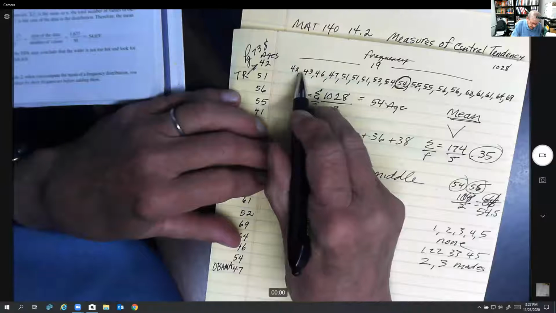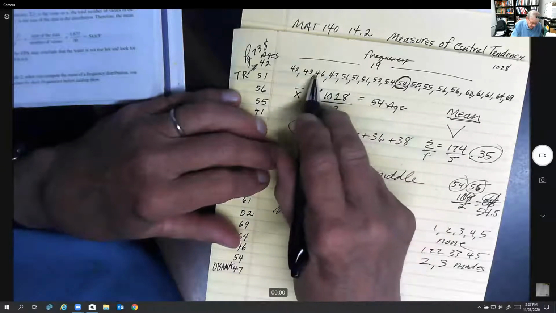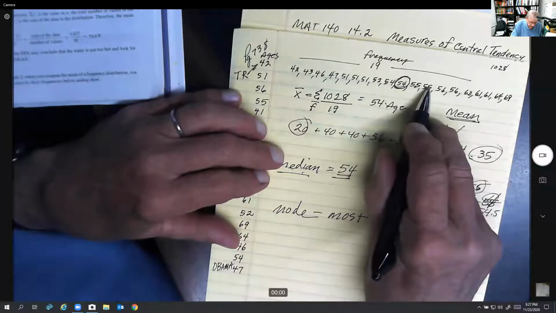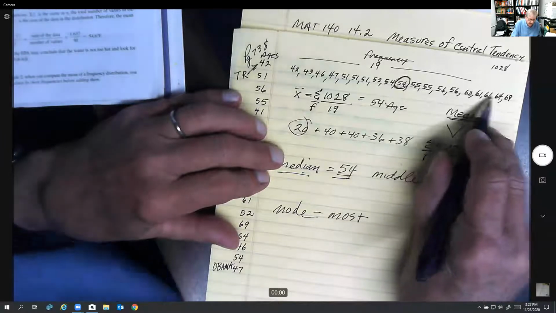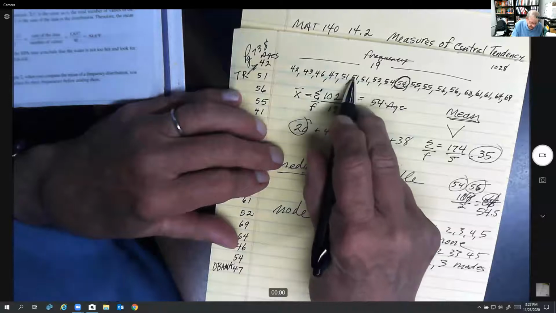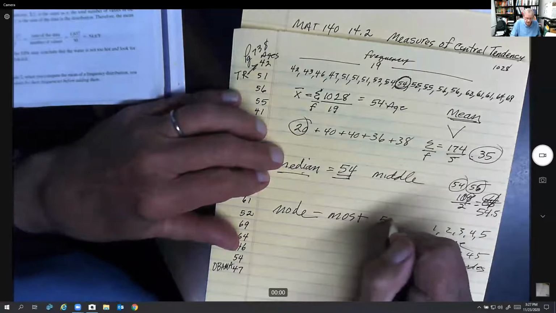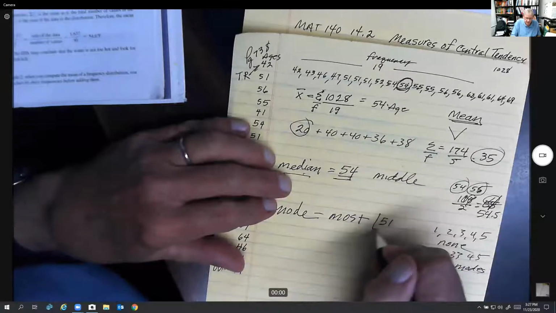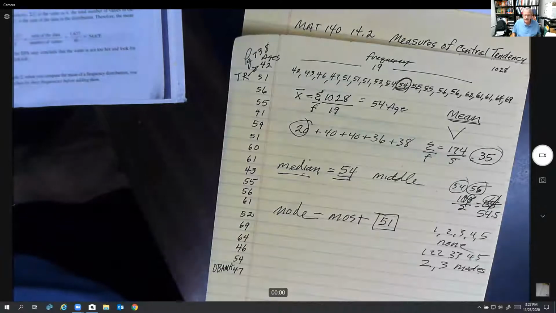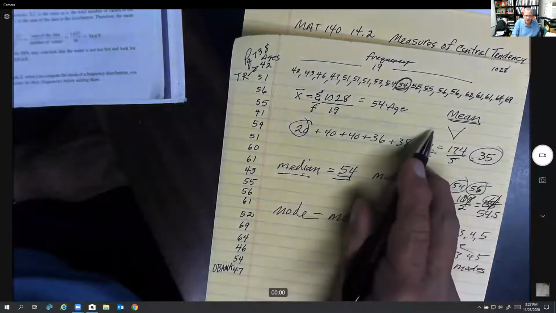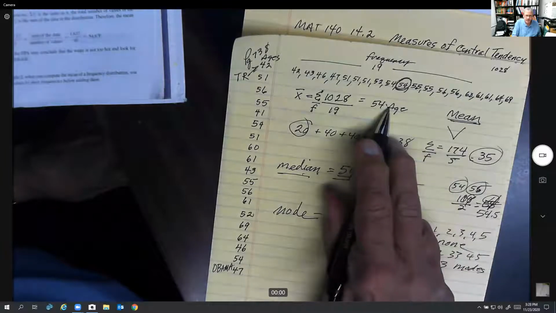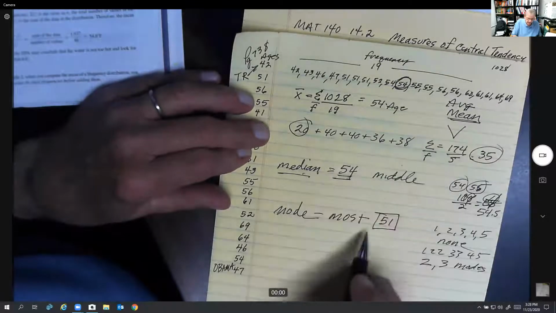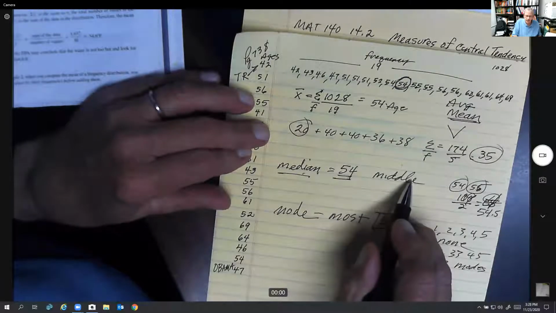So now if we look through this data, we've got a bunch of 51s, 3 of them, 54s, 2, 55, 2, 56, 2, 61, 2. But the one that's the most is 51 because it happens 3 times. So we wouldn't say the other ones are modes. Just the 51 is the mode because it happened the most. So here's the mean, the mean is the average. The mode, the most, and the median, the number in the middle.